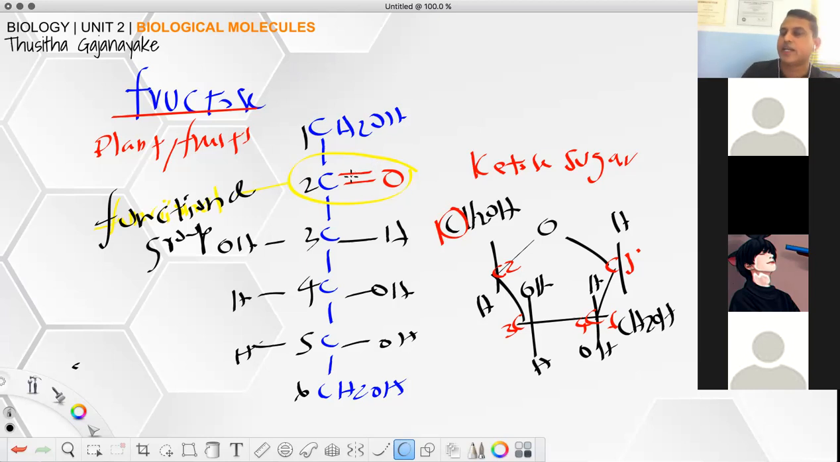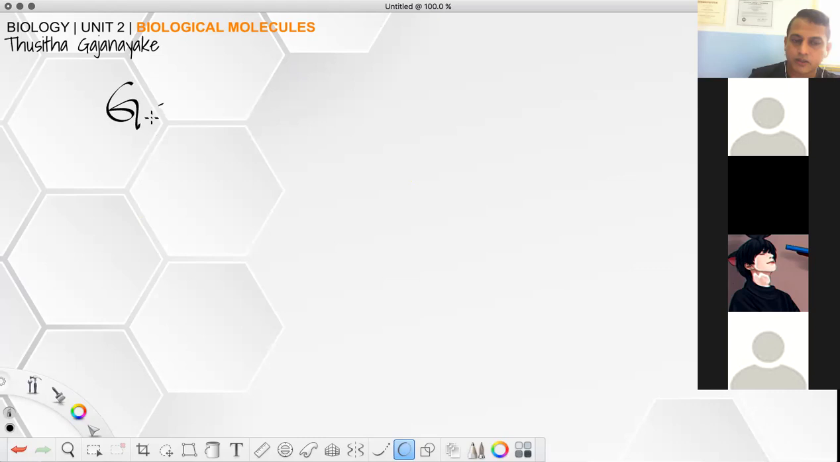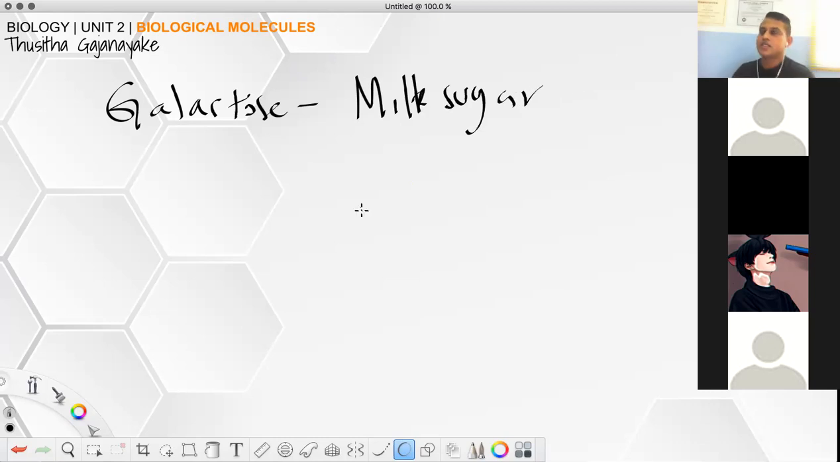The next one is galactose. I hope you copied this one, the two structures. Now galactose is very important. Galactose is a milk sugar. It is an abundant sugar in milk, and most of the mammals that can produce milk have it, right?